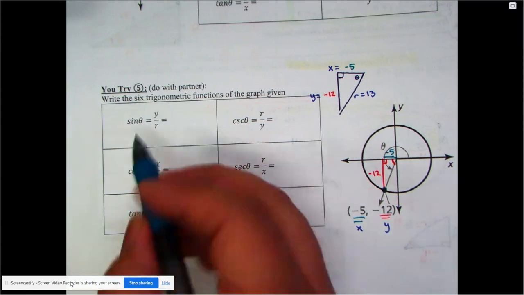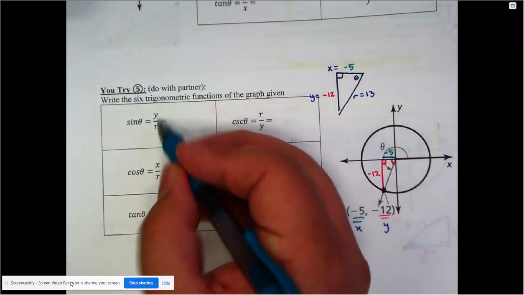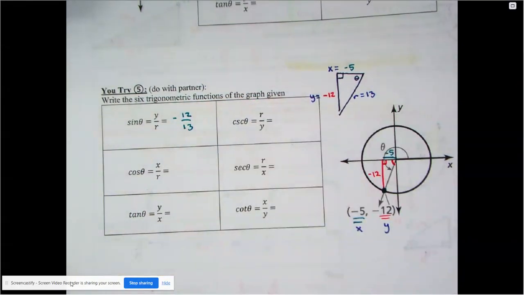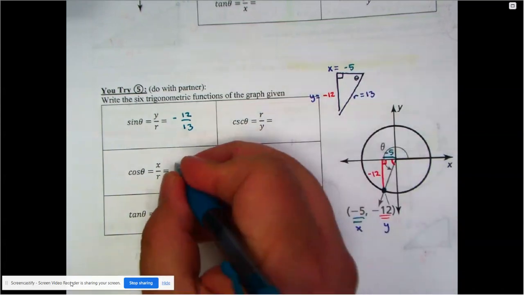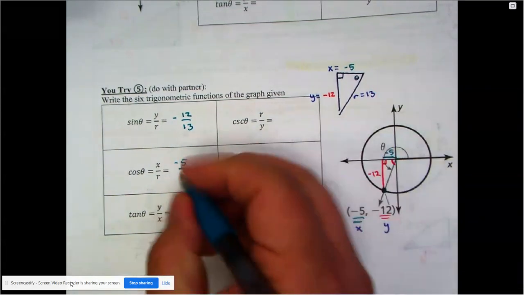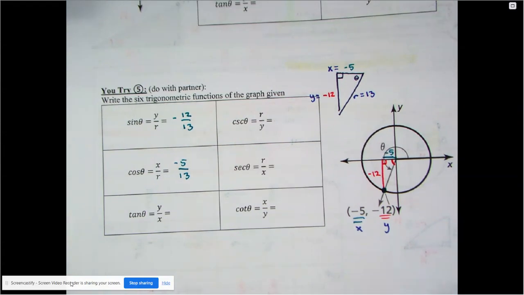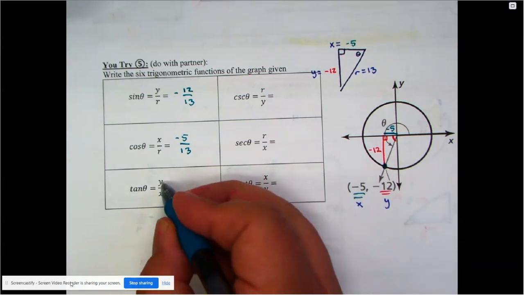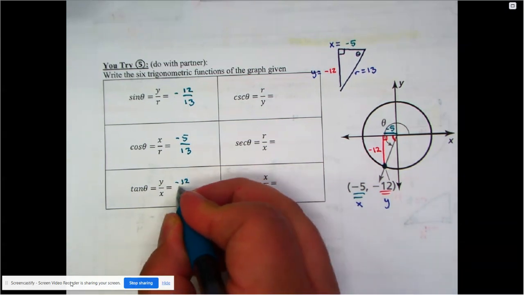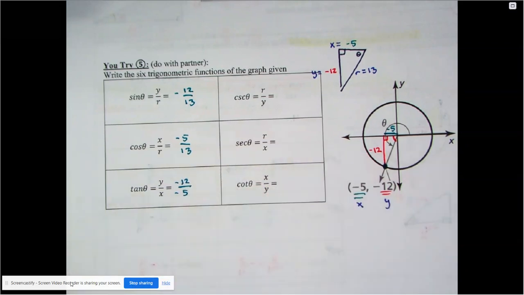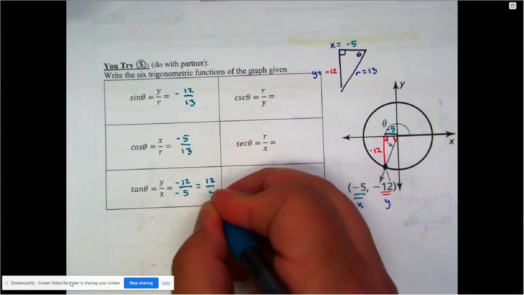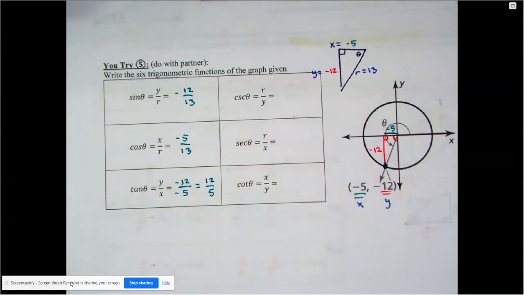So just remember though, when you're doing sine, yes, that's y over r, -12 over 13. Cosine is x, -5 over the r, 13. Here's the one I wanted to warn you about. This is why I wanted to show you this one, and then you could do the flip cousins on your own. It's y, -12 over -5, and no, we don't leave our answer like that. You have to make sure negative divided by a negative is a positive. This is what we write as our solution. We would never write the double negative. That turns into a positive.